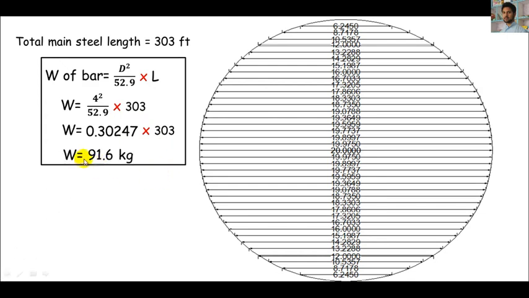It's 91.6 kg just for the main bars. And this is about 0.09 ton, I think. You just calculate that by yourself.